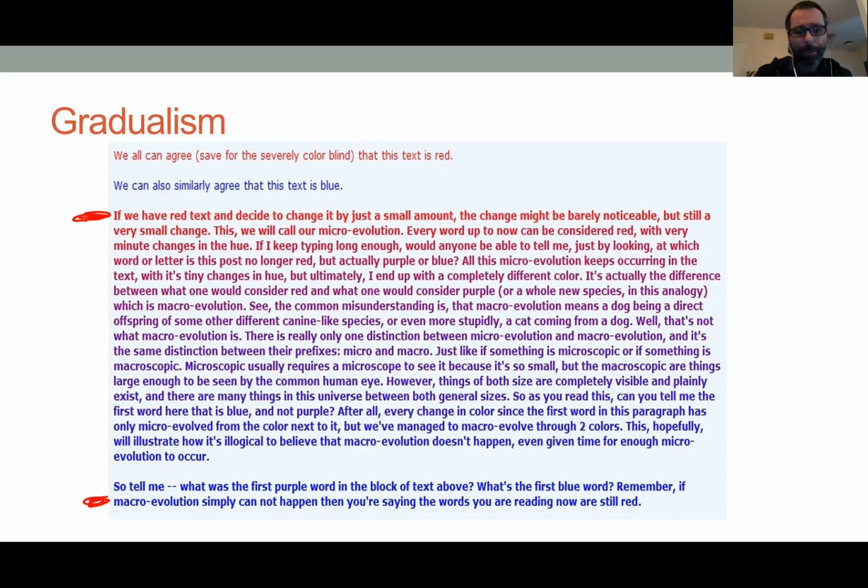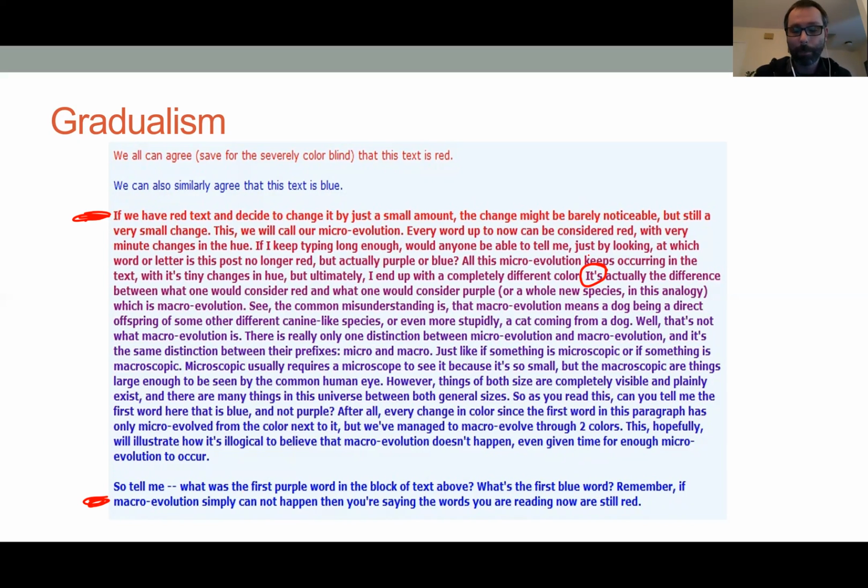The thing is that if you read this whole thing, it talks about where is the first purple word or where's the first blue word? And if we were in class, I would ask people to do that kind of thing. And a lot of times they'll point out something like right there, right? Maybe that's the first blue word.